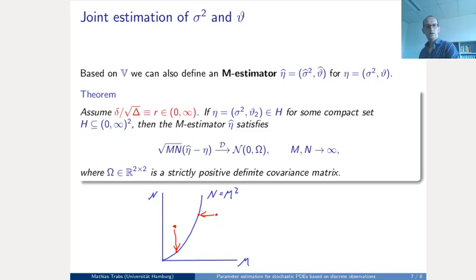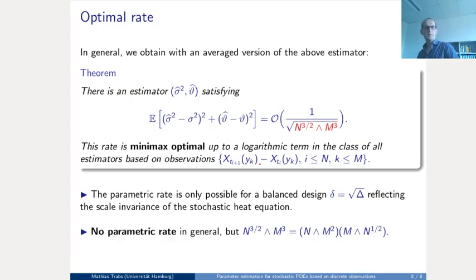Okay. This does not look very sophisticated, but actually it works, and it gives you the best optimal weight that you can hope for. You can improve this a bit by not throwing away, but averaging with respect to these reduced sampling frequencies. But what you obtain at the end is an estimator which does not achieve in general the parametric rate, but the rate that you see here. It's the square root of n to the 3/2 minimum m, and actually it turns out that this rate is minimax optimal. It cannot be improved up to a logarithmic factor.